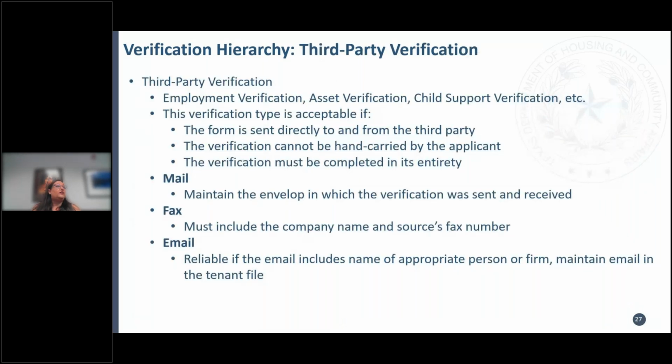Third-party verifications are going to be your employment verifications, your asset verification, child support, that sort of thing. This is the medium-ranked verification type that HUD has put out through the HOTMA guidance. This form has to be sent directly to and from the third party. The verification cannot be hand-carried by the applicant, and must be completed in its entirety. If you mail it, please maintain the envelope in which the verification was sent and received. If you fax it, please include the company name and source's fax number.